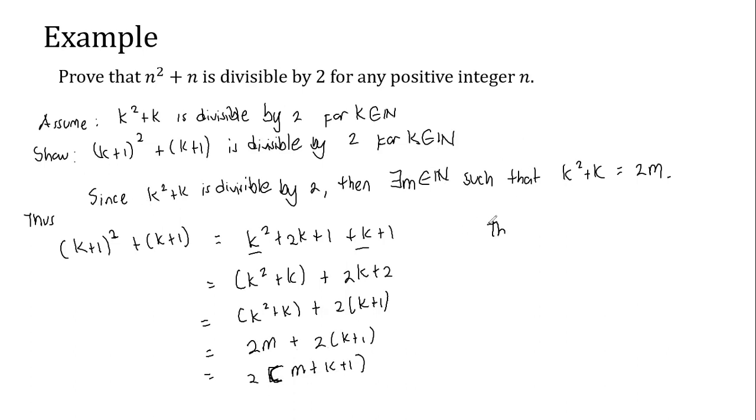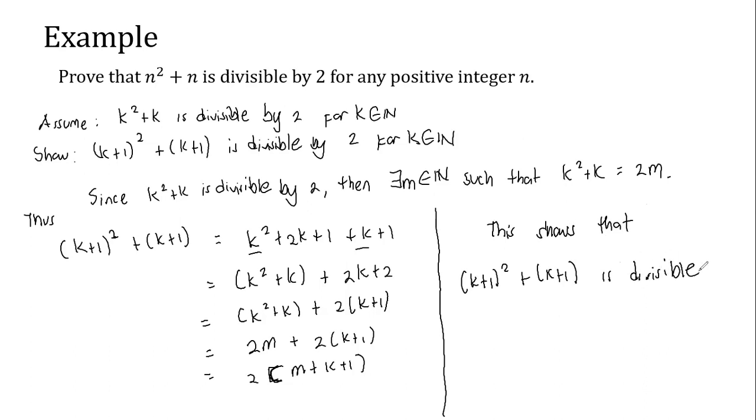This shows that, lagyan natin ang line na, k plus 1 squared plus k plus 1 is divisible by 2. Okay? So, since napakita na natin to na divisible by 2 for k element of natural numbers, we can now conclude that n squared plus n is divisible by 2 for any positive integer.